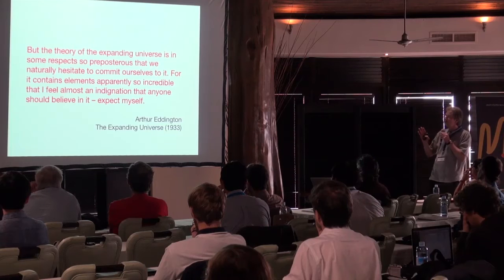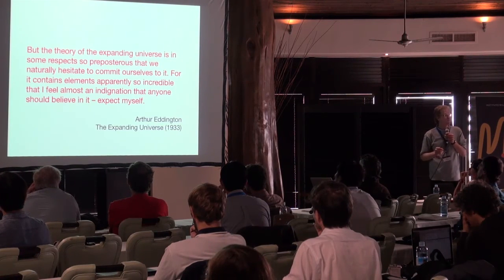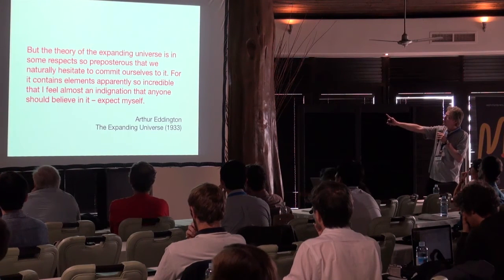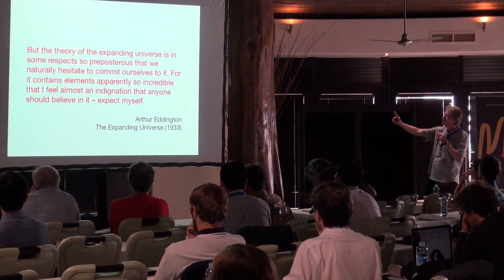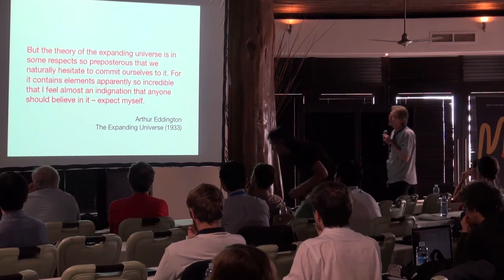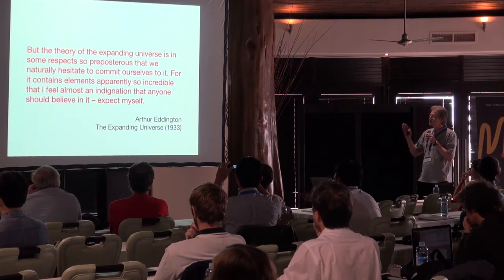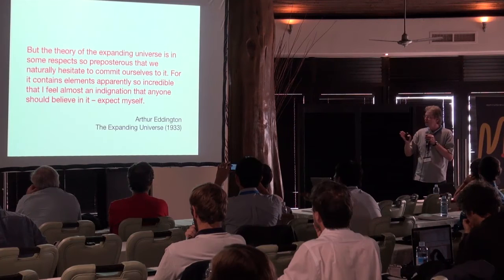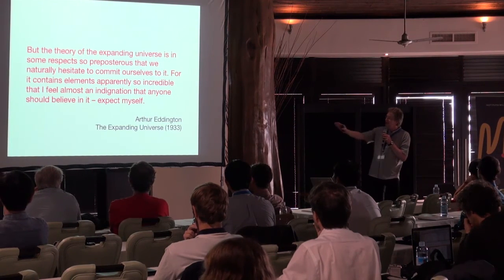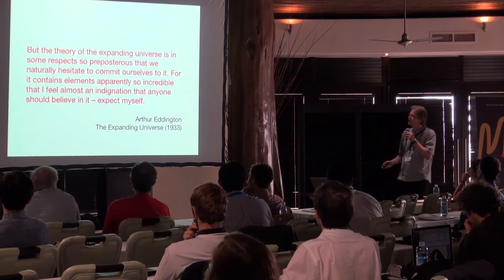So here's another quote, and then I'm just done. This is from Arthur Eddington in 1933, and I think you have to take this in. "But the theory of the expanding universe is in some respects so preposterous that we naturally hesitate to commit ourselves to it. For it contains elements apparently so incredible that I feel almost an indignation that anyone should believe it, except myself." Okay, he had a pretty good ego. So that was the state in 1933. Of course, now we've gone to the accelerating universe, thank God.